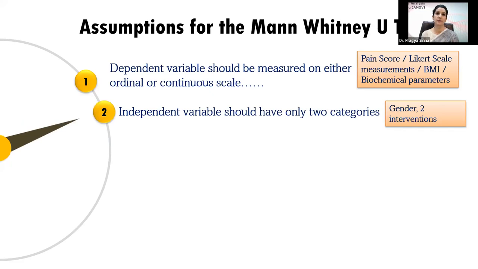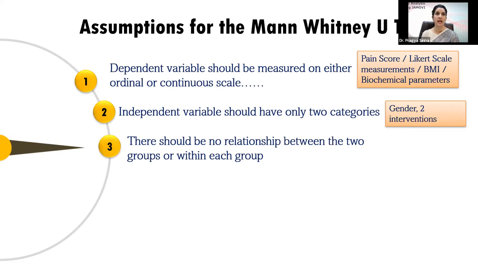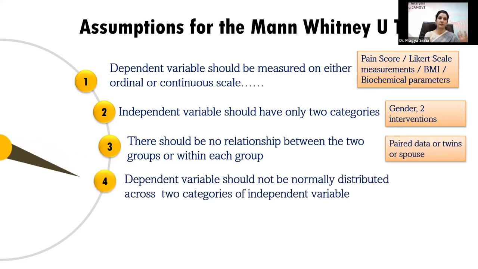Then the independent variable should have only two categories, like it is there with the independent sample t-test. And there should be no relationship between the two groups; the two groups should be independent, that we have seen in the section of independent sample t-test. So that assumption should be there in this case also. You cannot go for a paired value in this case. And then the dependent variable should not be normally distributed. That's the important criterion, because only if it is not normally distributed can we go for a Mann-Whitney U-test.